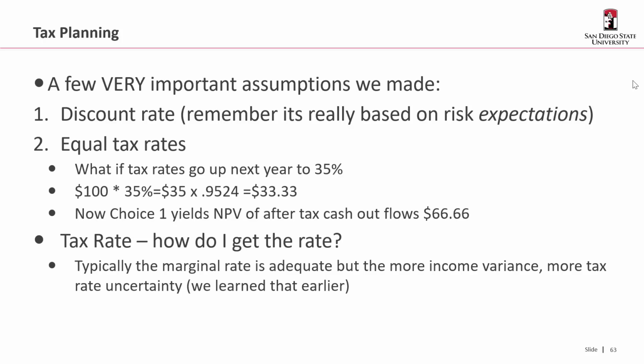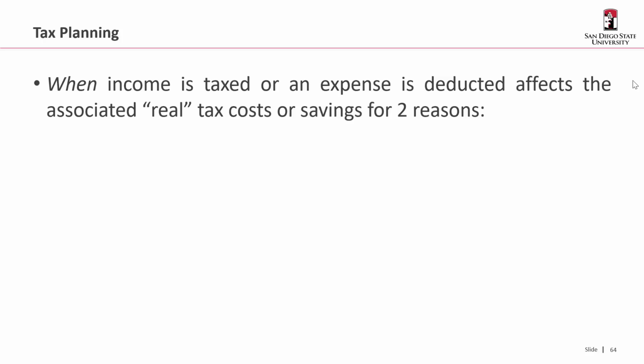So with a higher tax rate, we generate higher tax savings. So how do we typically get the rate? Well, we almost always use the marginal rate. But of course, the more the income may vary, the more tax rate uncertainty we have. So sometimes if we're dealing with an income variance that's much more than $100, maybe it's $100,000, then we have to worry about bracket shifting on top of everything else.